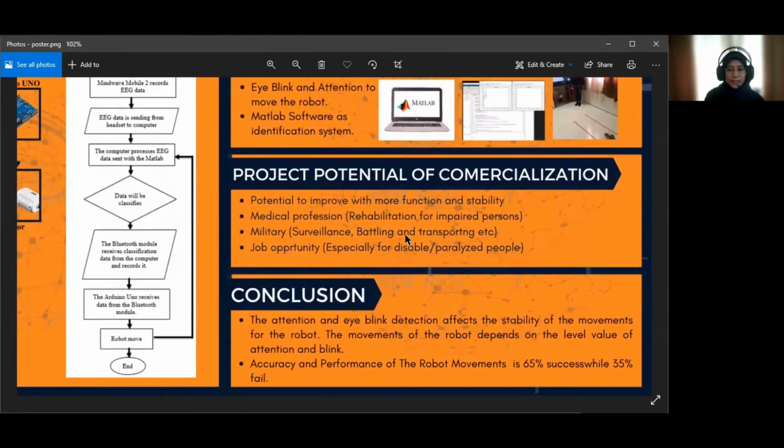And the conclusion: the attention and eye blink detection affect the stability of the movements of the robot. And the movements of the robot depend on the level value of attention and blink. The accuracy and performance of the robot movements in this project is 65% successful, while 35% fail. So it is considered a success for this project.